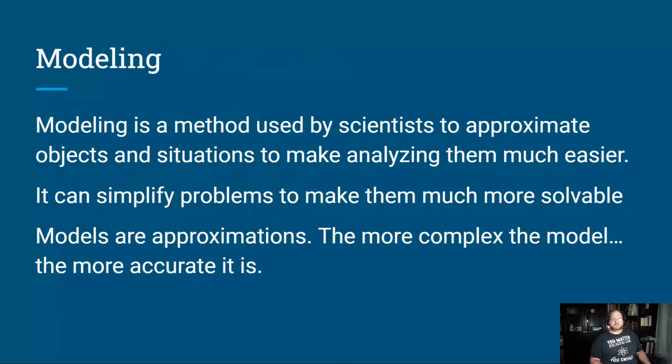So modeling is a method used by scientists to approximate objects and situations to make them easier to analyze. It can simplify problems to make them much more solvable, and they are actually just approximations. The more complex the model, the more accurate it is, but also the more detail in the mathematics that you have to account for everything within the model.